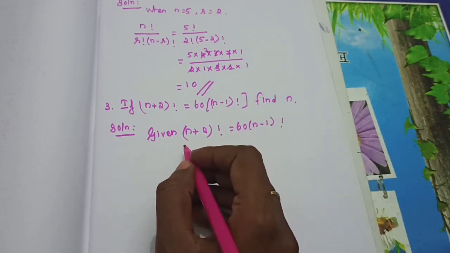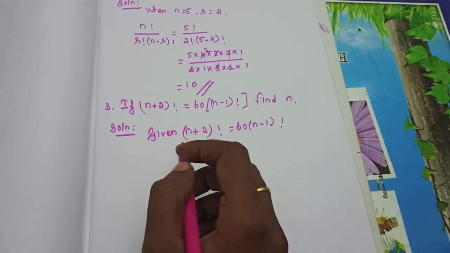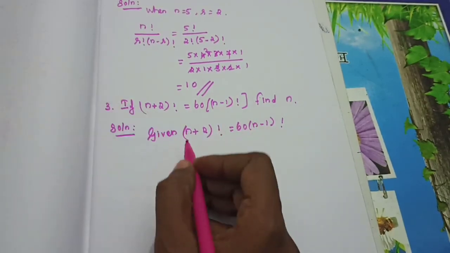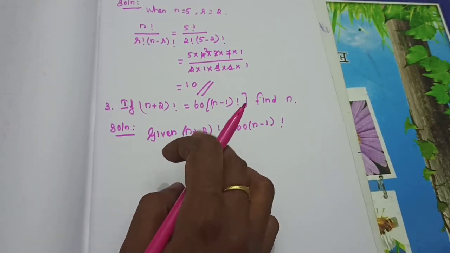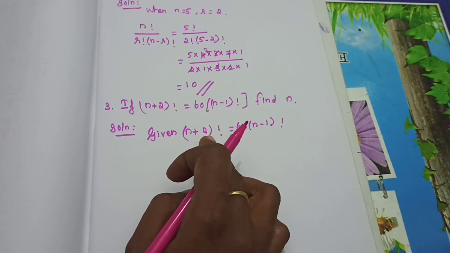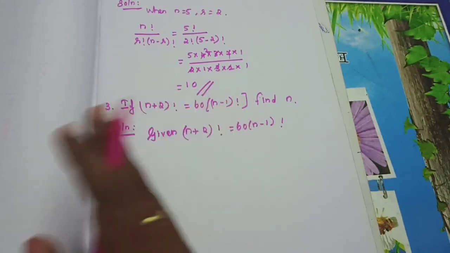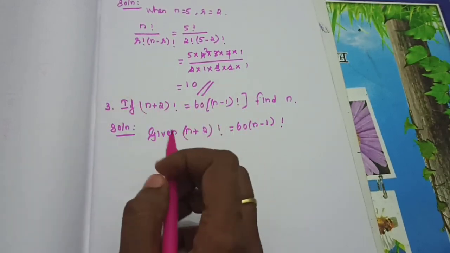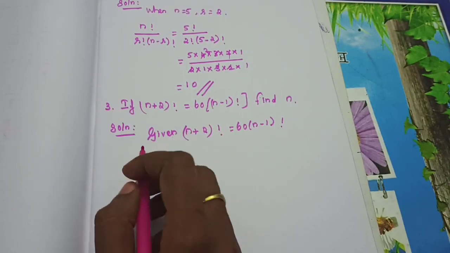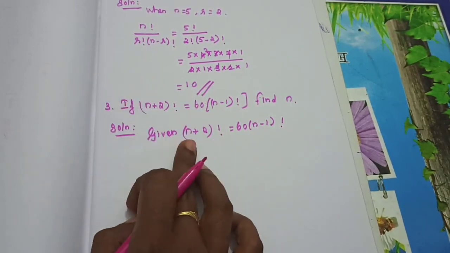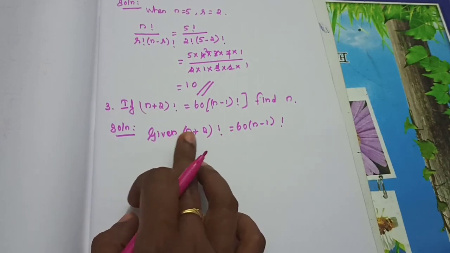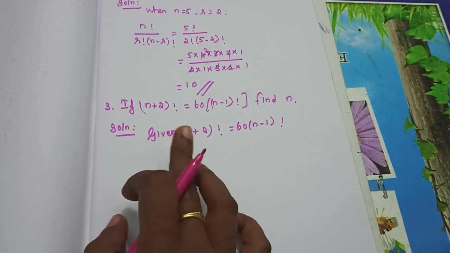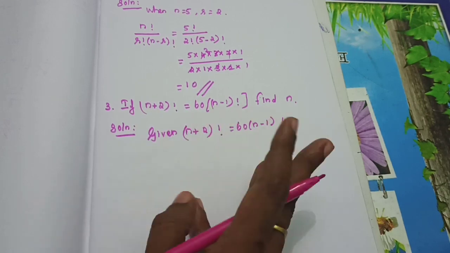So n plus 2 factorial, how will you write it? Previously, n plus 2 factorial means n plus 2 into n plus 1 into the previous term. We want to subtract 1. So 5 factorial, how will you write? 5 into 4 into 3 into 2 into 1. So here n plus 2 factorial means n plus 2 into n plus 1 into n minus 1. If we need n minus 2, again we can write it.